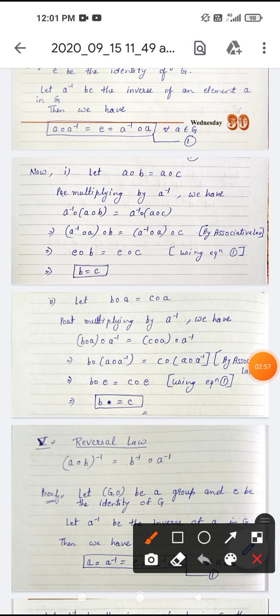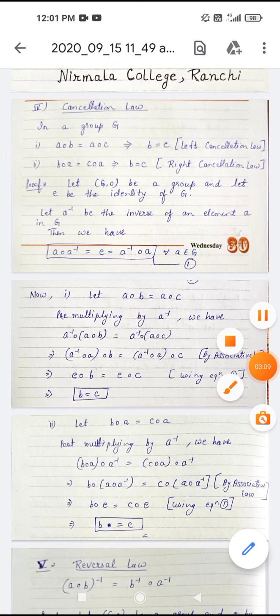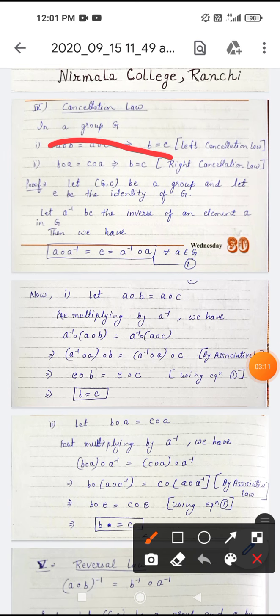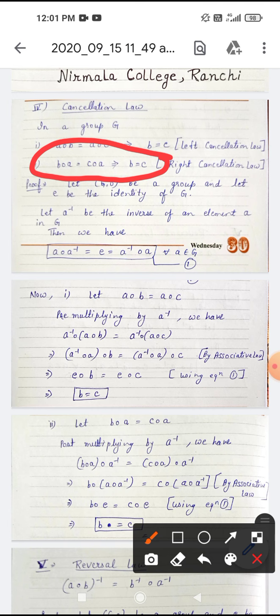Now the second form is B operation A is equal to C operation A implies B is equal to C. So we will start by taking B operation A is equal to C operation A.